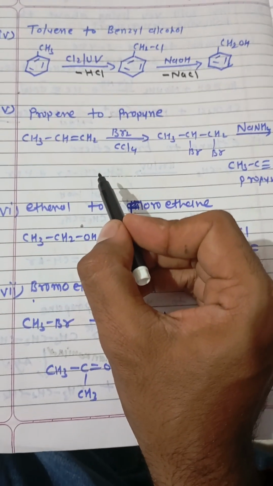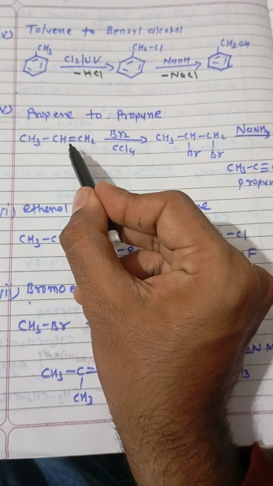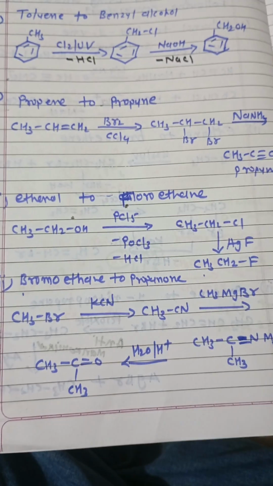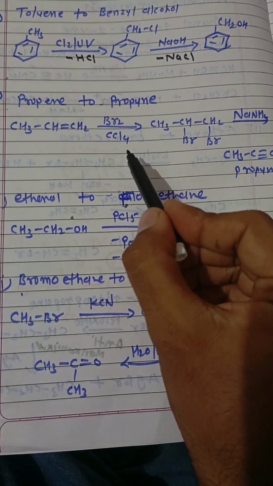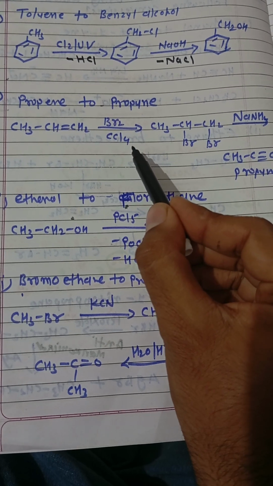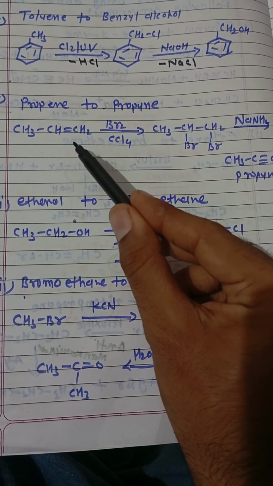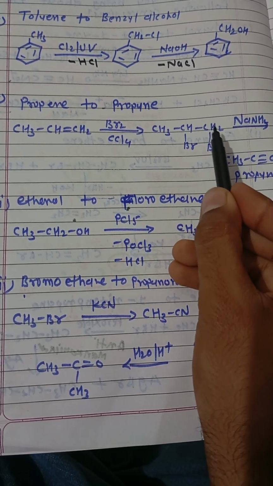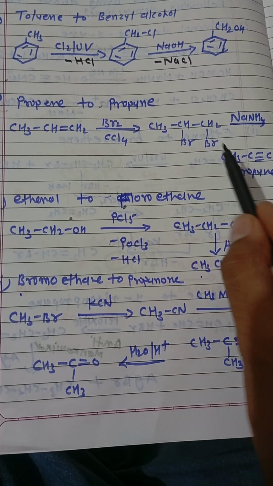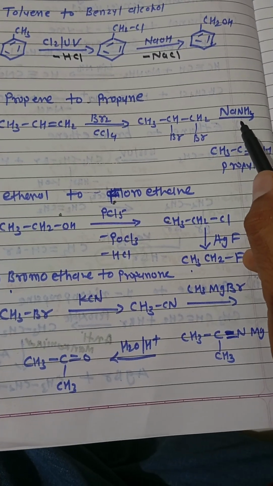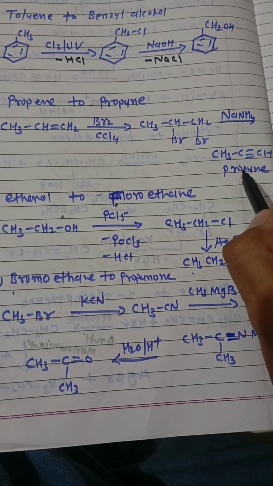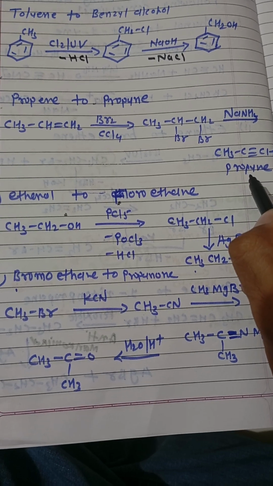Next one is propene to propyne. We have propene. When it reacts with Br2 in the presence of CCl4, due to bromination, we get 1,2-dibromopropane, which reacts with NaNH2 to form our final product, propyne.